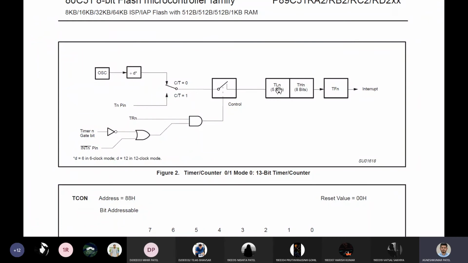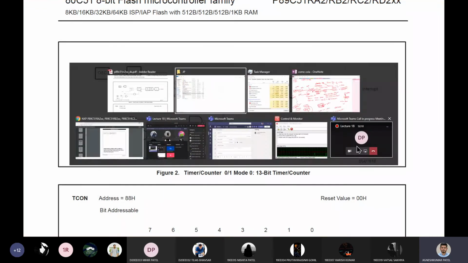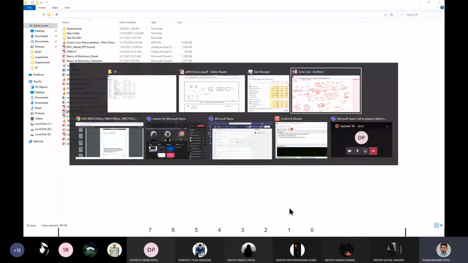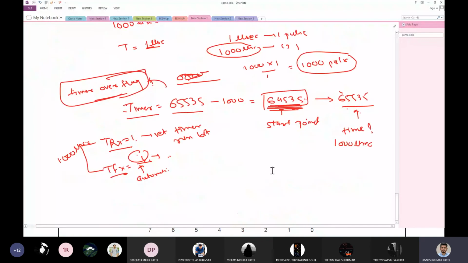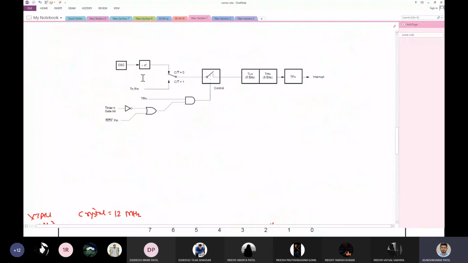Okay. So you can see here TL and TH. Though it's 16-bit, there are two variants available, so consider it to be 8-bit right now. Let me explain this to you. See, this is the diagram. Now let's consider that this is not 16, but 8-bit. Okay, so let's see how the timer works.